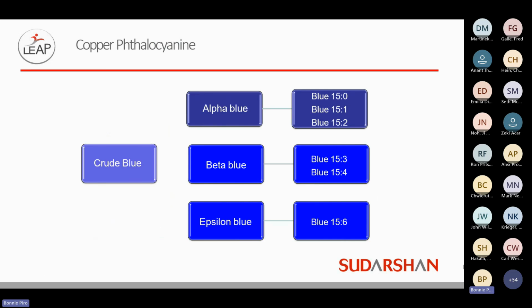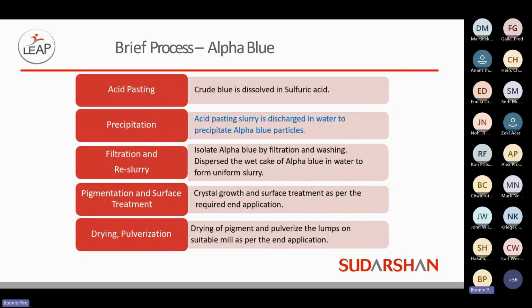So just a little bit more of a clarification with respect to the crystal structures. As I mentioned, the alphas are the 15 zeros, ones, and twos. Betas are the 15 threes and fours. They're the greener ones. And the epsilon blue, which is the most red, is the pigment blue 15-6. These crystal structures, where the overlapping of the copper atoms in the structure, are all defined on how the crude is handled in the beginning stages of the pigmentation process.